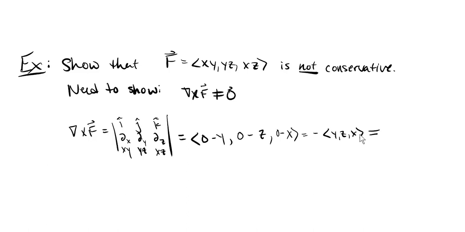Right. The point is that this is not identically equal to 0. Sure, there are x, y, z that make this 0, but it's not 0 everywhere in the plane. This doesn't come out to a constant 0. It's not equal to the 0 vector. That implies f is not conservative. Okay.